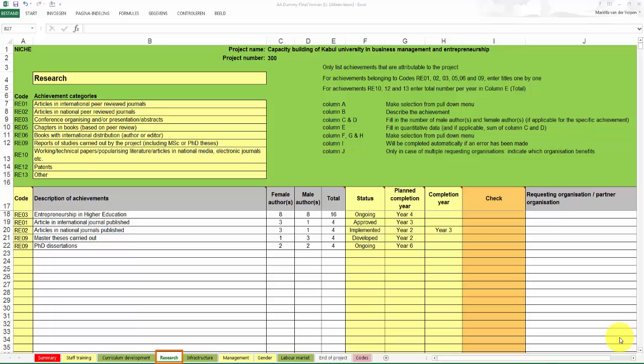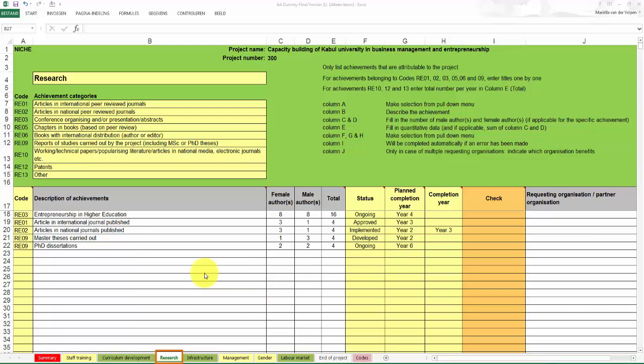The research achievements you include here must be a product of the project. Do you make a distinction here between research by the staff and research by the students? No, as long as the research is an achievement of the project. Use your common sense.